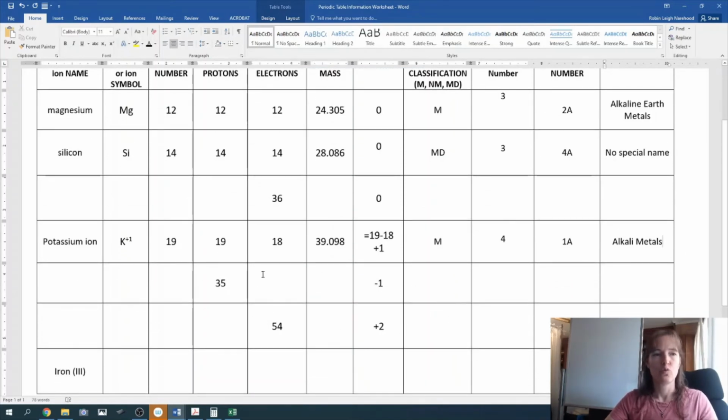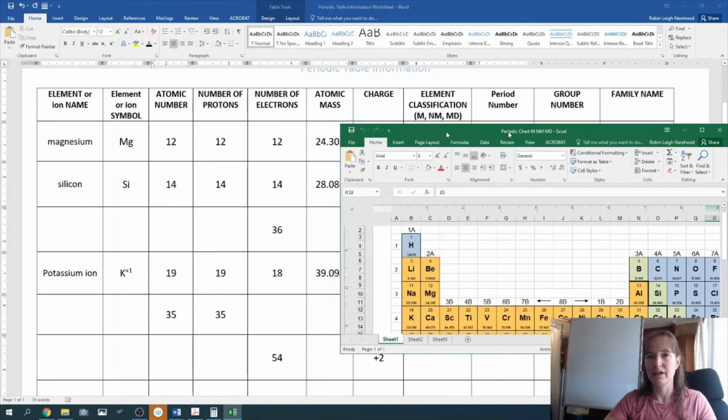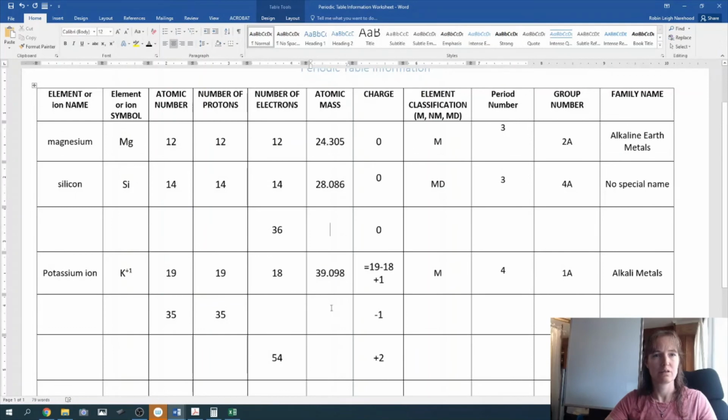So let's just do one more. Let's do one where we have the protons and we have the charge. And so we need to use the information to figure out the other data. And so this is element with 35 protons, which would mean its atomic number is 35. And so if we take a look at a periodic table and we find element with 35 protons, that would be Br, and its average atomic mass is 79.904.